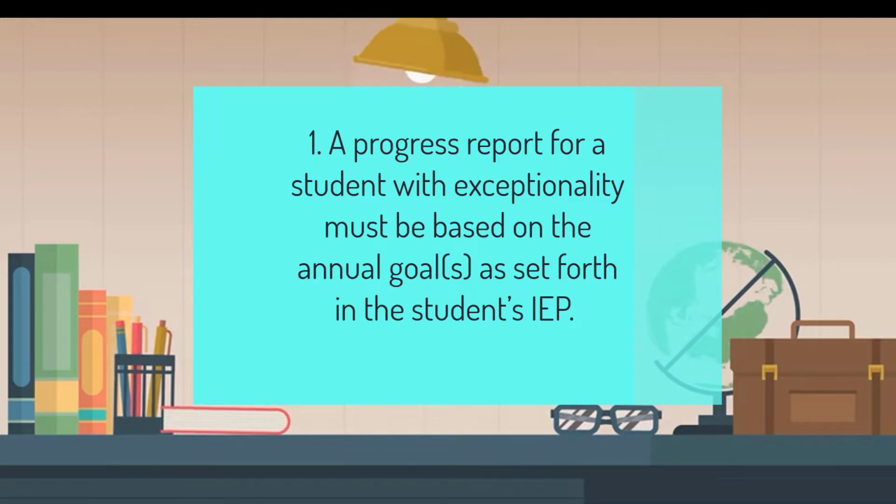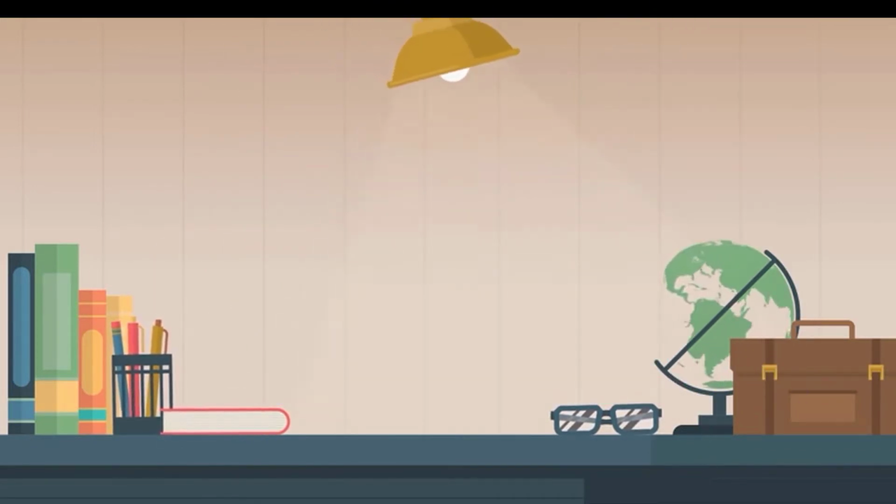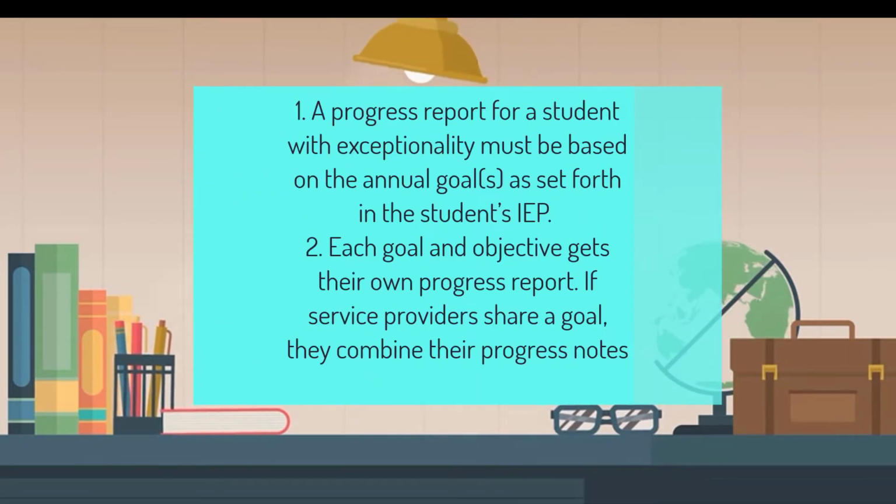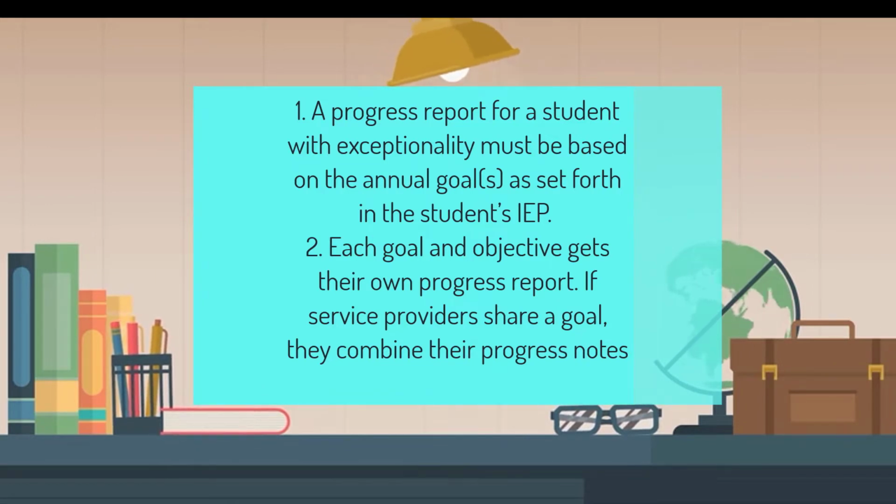A progress report for a student with an exceptionality must be based on the annual goals or objectives as set forth in the student's IEP. So if a student has more than one annual goal, each goal and objective is going to need to have its own progress report. Now, sometimes we have service providers who will work together on a particular goal, and they can condense their progress report into just one progress report for the parent.